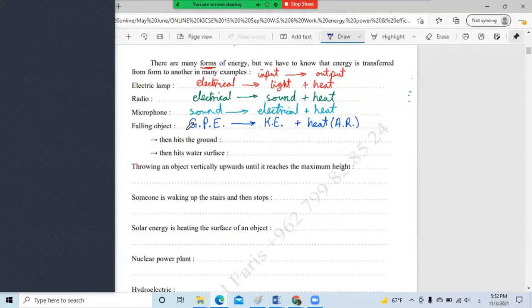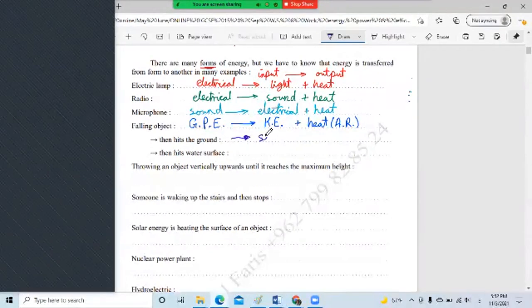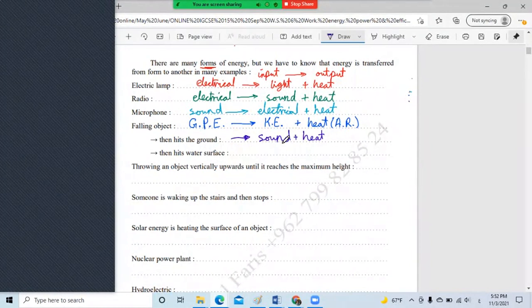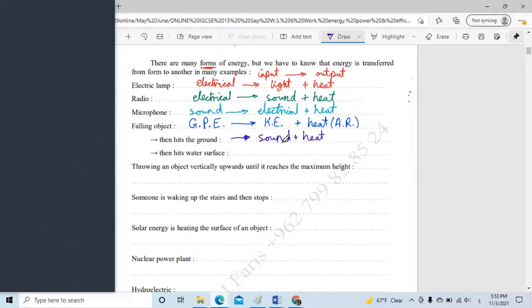Next, if this falling object hits the ground, and we are not talking about bouncing, as it hits the ground, all this kinetic energy is transferred to be what? To be sound plus what? Plus heat. Exactly, bravo. It will not return back to gravitational potential energy unless we give it another height, unless it bounces up. So it falls down, it has gravitational potential energy. During falling, it becomes kinetic energy.